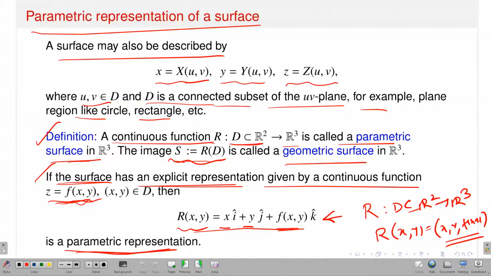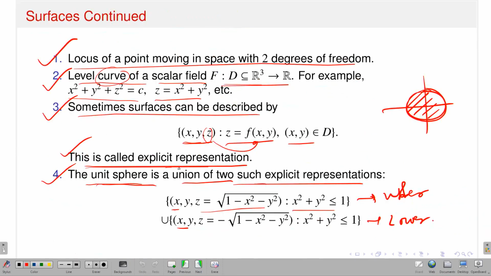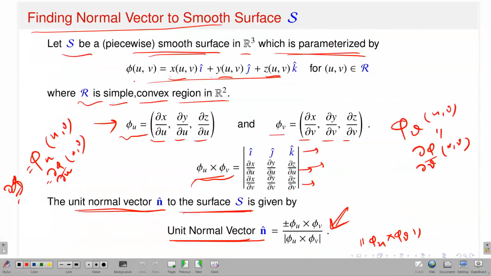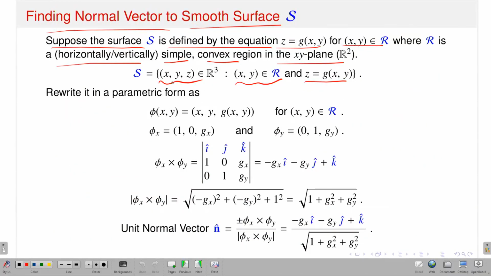So, this is the explicit representation. If the surface has an explicit representation given by the continuous function z equal to f of x, y, then the corresponding parameterization is x, y, f of x, y. Sometimes surfaces can be described by x, y, z, where z is equal to f of x, y, where f is very nice and D is a nice domain. Then this is called the explicit representation. Now, if I have an explicit representation, then I can have the corresponding parametric representation. That is exactly what I am doing. So, this is my surface.